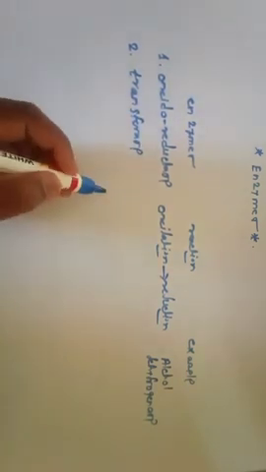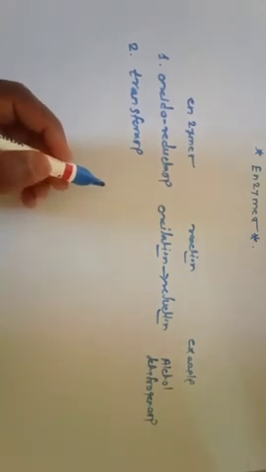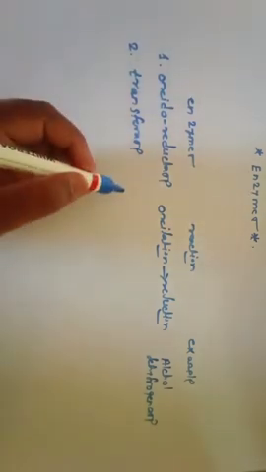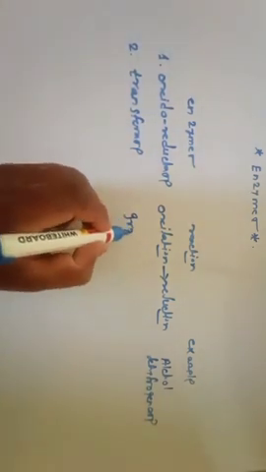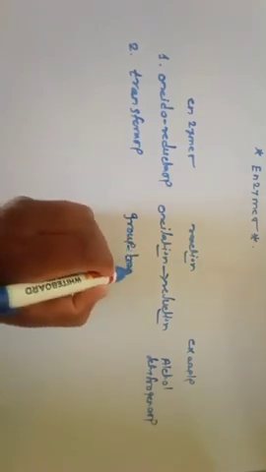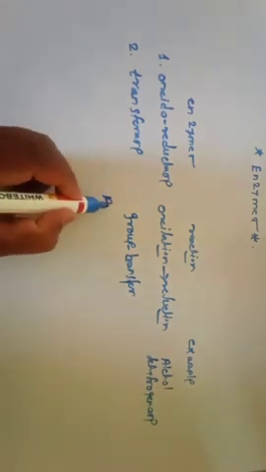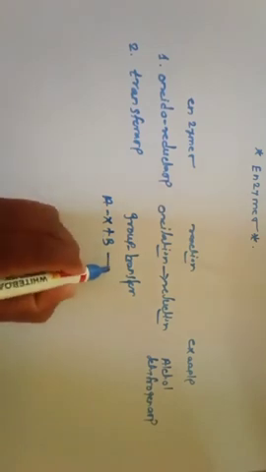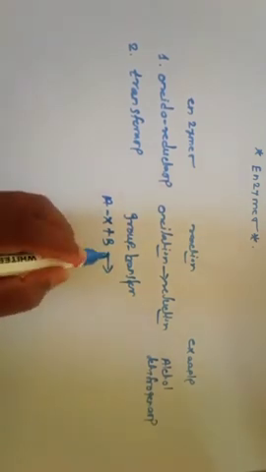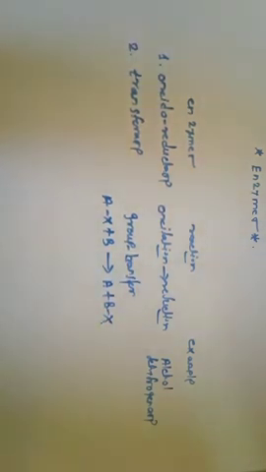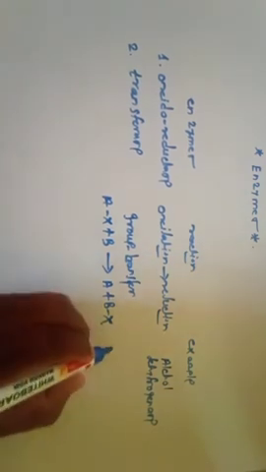So what is this transferase? Which kind of reaction is carried out with the help of this transferase? That is the group transfer. So transfer of a group from one molecule to another. The general reaction is AX plus B, and there is a transfer of group X from A to B. So we get this. This is your group transfer reaction, which is carried out with the help of transferase enzymes.